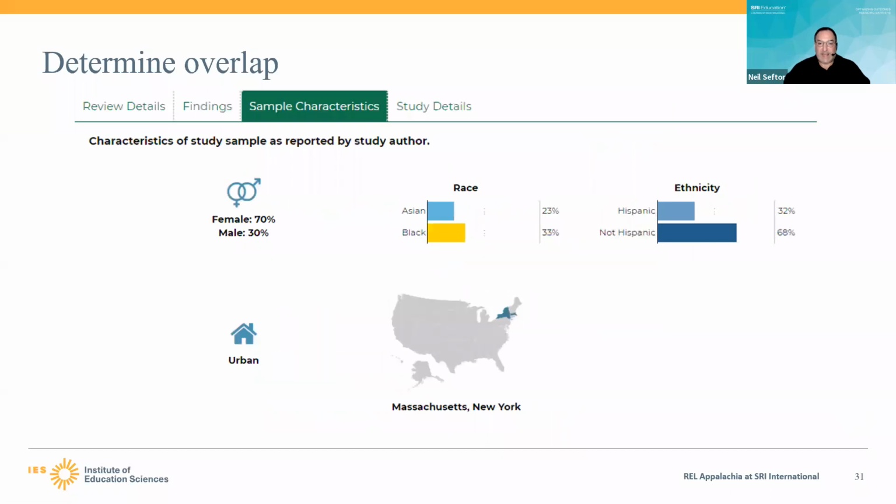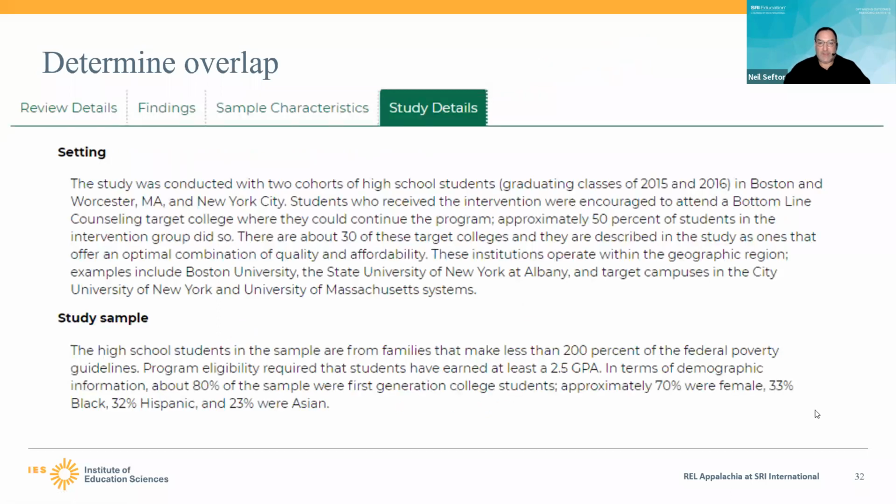The Sample Characteristics tab gives you some information about the study sample and setting. In this example, the study was conducted in urban areas of Massachusetts and New York with a sample that was 70% female, 30% male, 23% Asian, 33% Black, 32% Hispanic, and 68% not Hispanic. You can also click on the Study Details tab to see additional information. In this case, the study details provide helpful information, including the names of the cities where the study was conducted and details about family income and first-generation status.